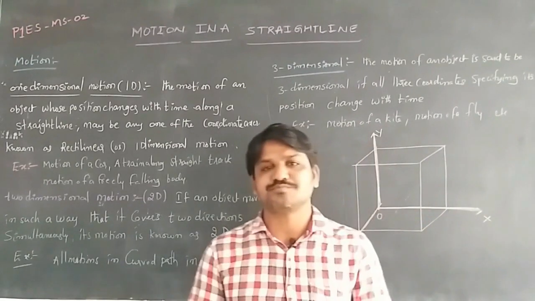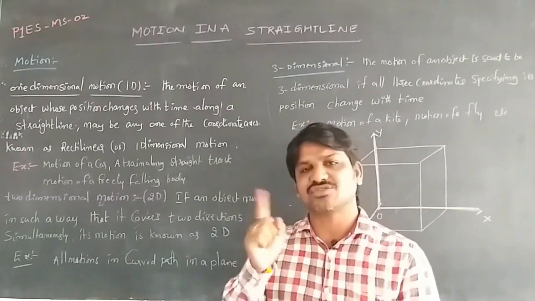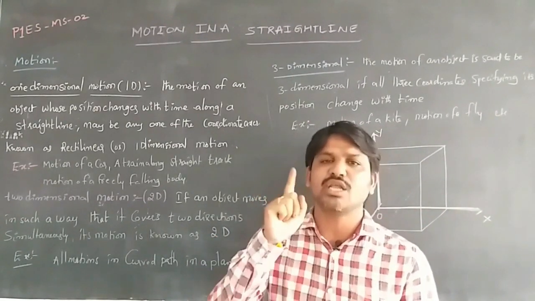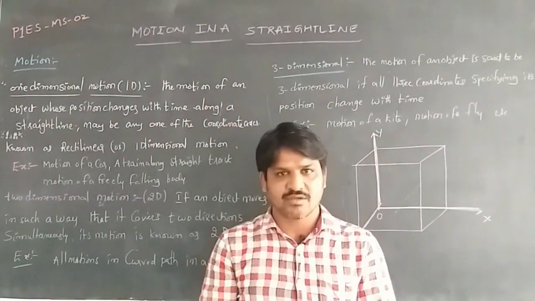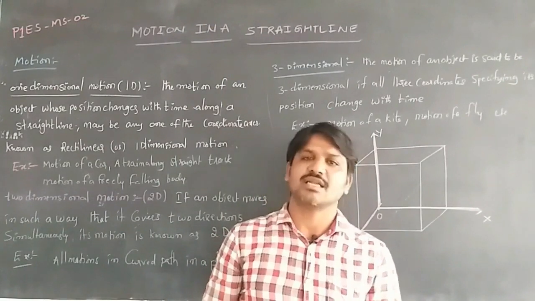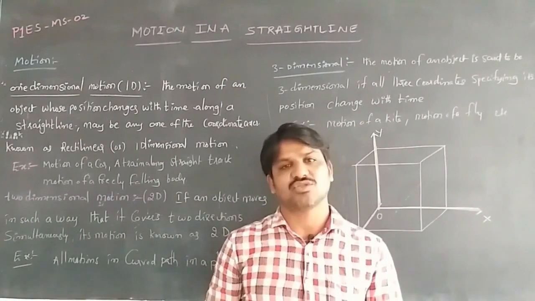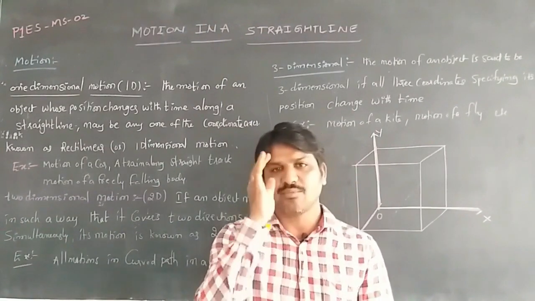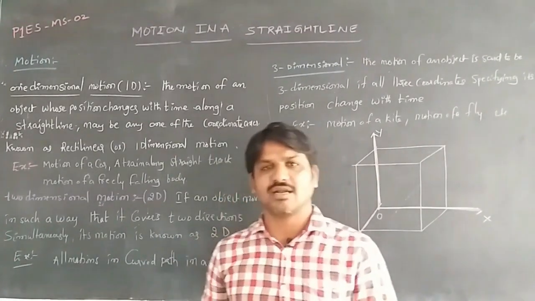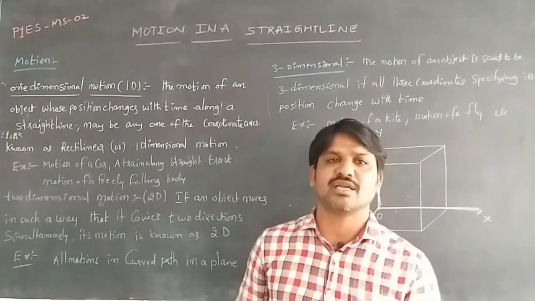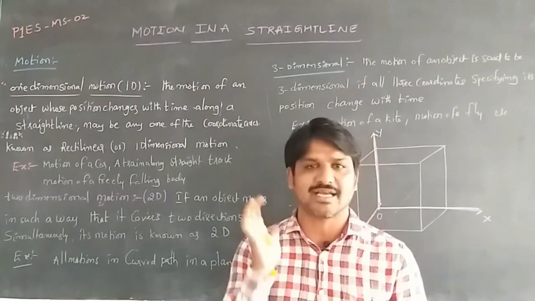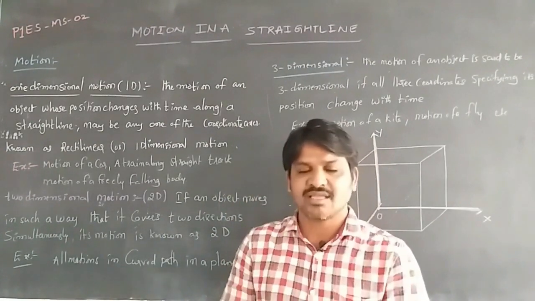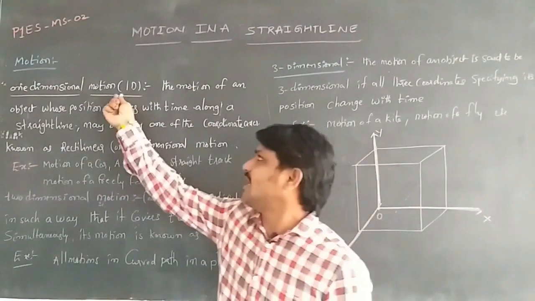When your body is moving along a straight line in any one coordinate axis, or if a body is freely falling from a certain height, that is also moving along a straight line. Like that, if any body is moving along a straight line, it is called rectilinear, and at the same time along any one axis, x, y or z, then that is called one-dimensional motion.